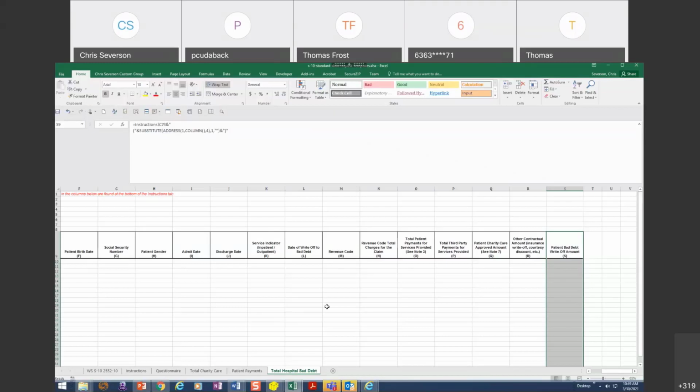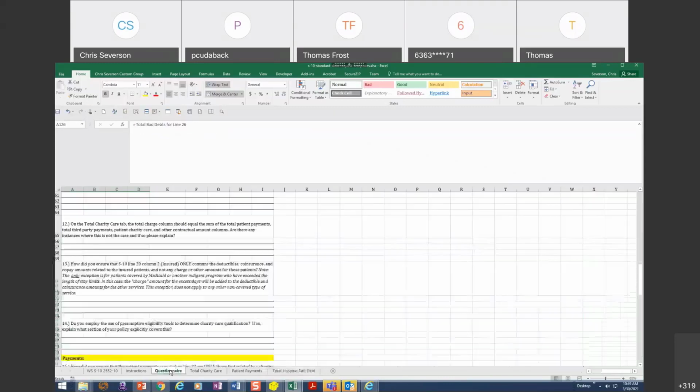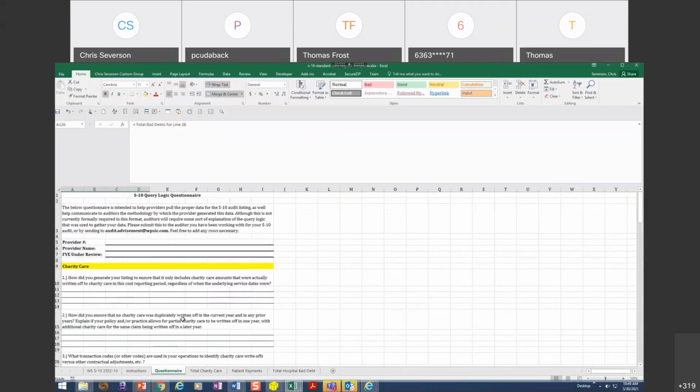And then now that we've gone through the different tabs, I think what I wanted to do was look at the charity care, or I'm sorry, the query logic questionnaire. By the way, that terminology, that's just terminology that CMS gave us. Again, we can't disclose the entire audit program, but there are bits and pieces that are just generic enough that we can mention. Query logic was one of the terms they used, and that's the reason we use that as well.